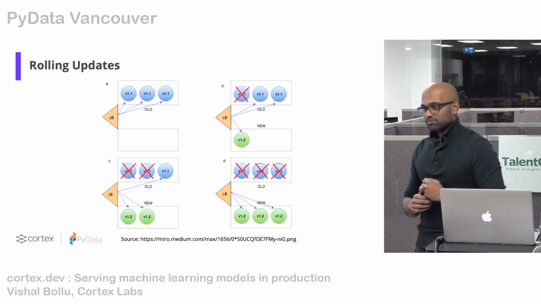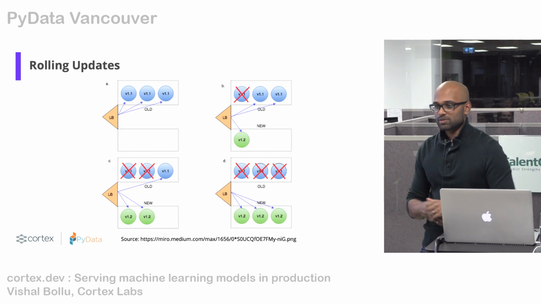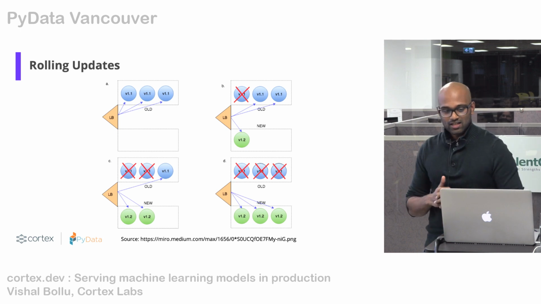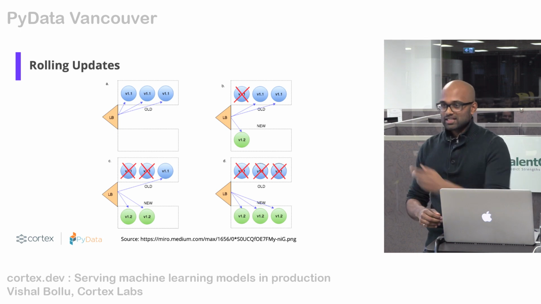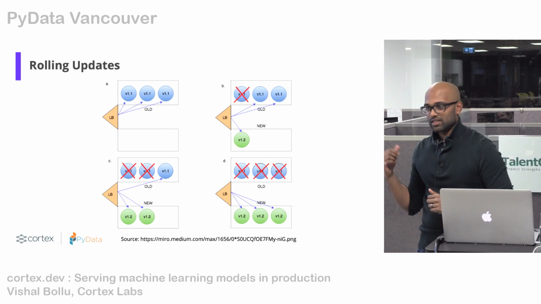Let's say you've deployed a model that has 90% accuracy, and over time you've improved it to 95% accuracy. You want to get that model out. There's several different deployment strategies. The one that we're going to talk about today is called the rolling update.